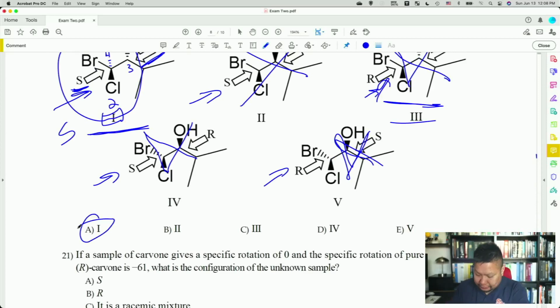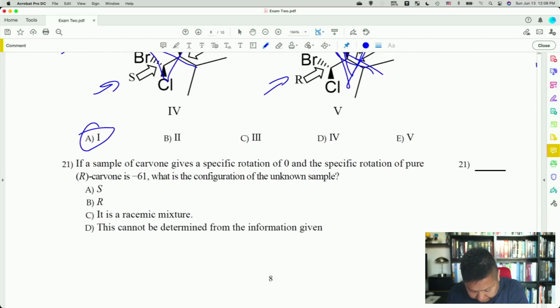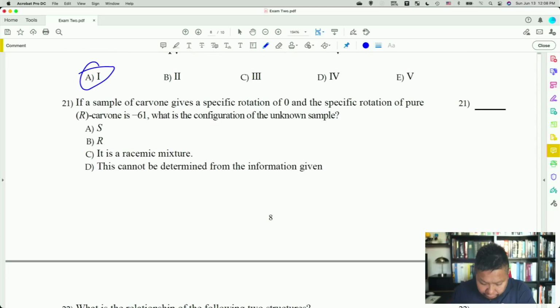Okay. Next one, number 20. If a sample of carvone, which I still don't know what carvone is, and nobody answered me in the video about what carvone is, but I don't blame you because you had an exam. If a sample of carvone gives a specific rotation of 0 degrees, and the specific rotation of pure R carvone is negative 61, then what is the configuration of the unknown sample?